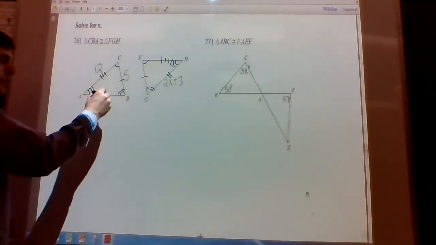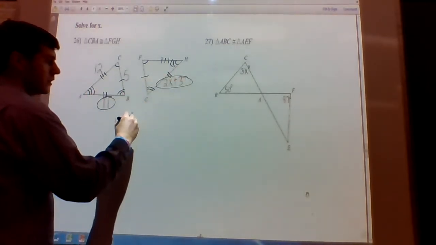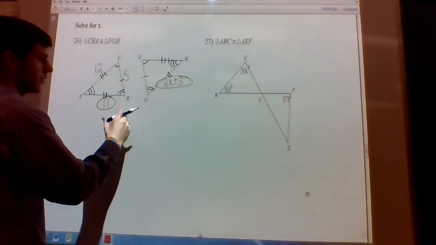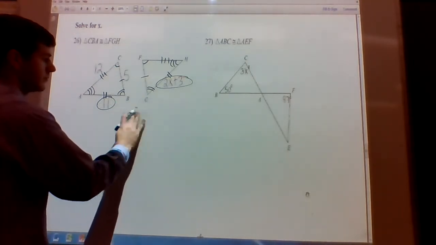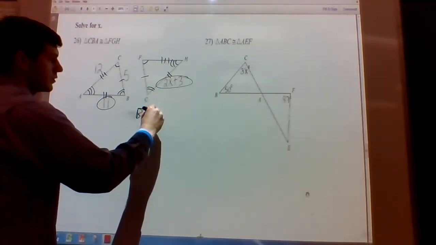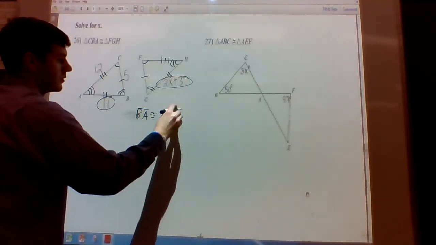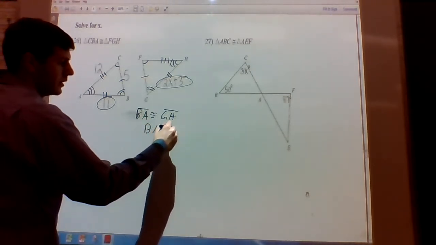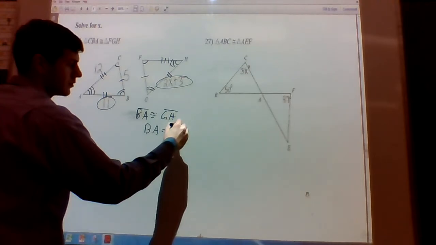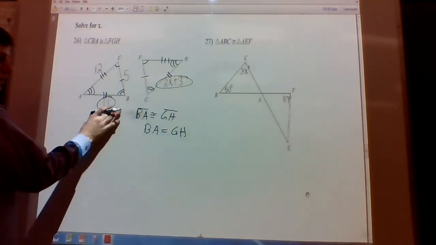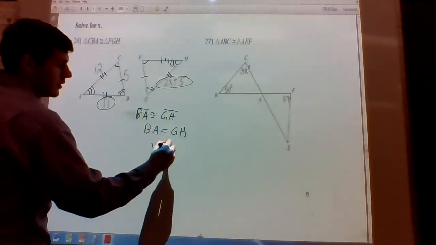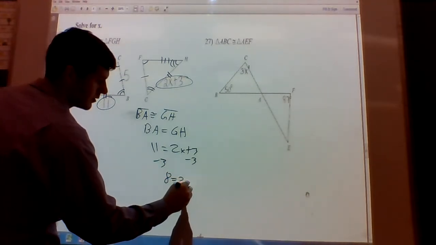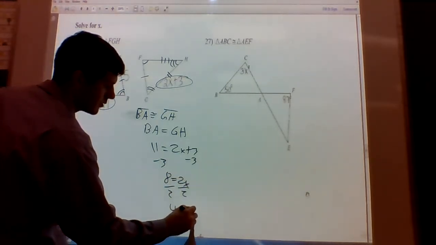Okay, we notice with our two hash marks, we have an 11 and a 2x plus 3. So we know that AB is congruent to GH. Therefore, AB, or we'll call it BA, is congruent to GH. Okay, so BA, which means the length from point B to point A, is equal to the length of the distance from point G to point H. Okay, BA is 11, GH is 2x plus 3, minus 3, minus 3, 8 equals 2x, divided by 2, x equals 4.